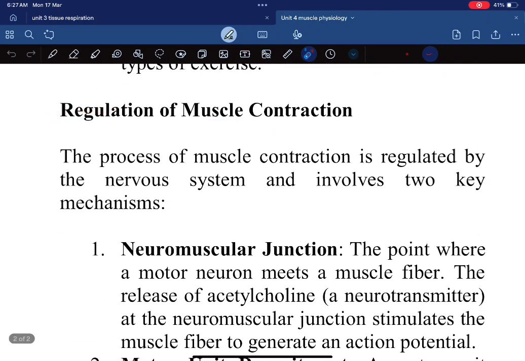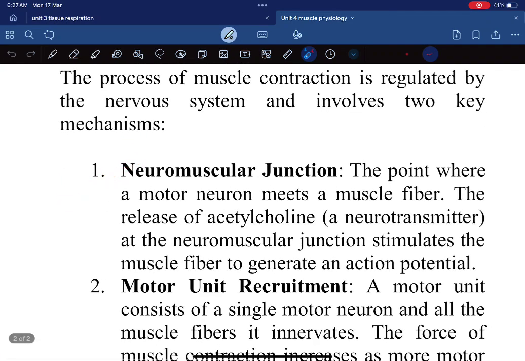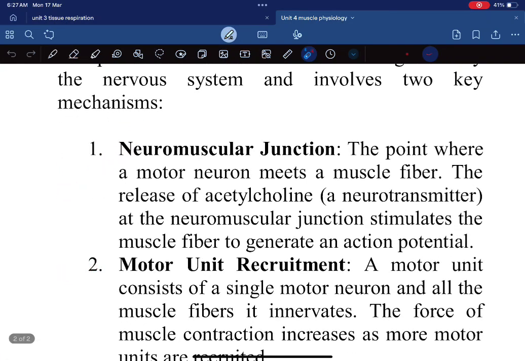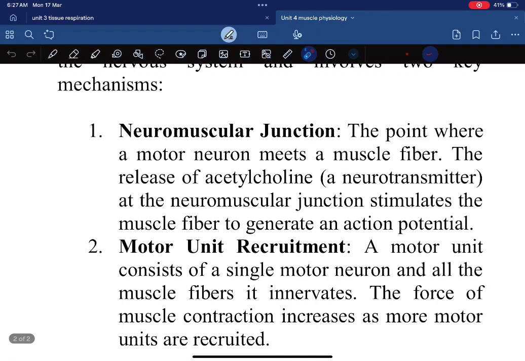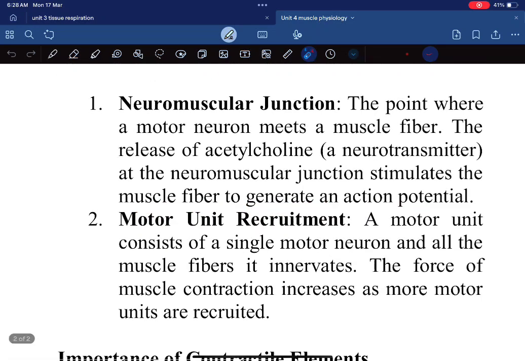Regulation of muscle contraction. The process of muscle contraction is regulated by the nervous system and involves two key mechanisms. First, neuromuscular junctions and second, motor unit recruitment. Neuromuscular junctions, the point where a motor neuron meets a muscle fiber. The release of acetylcholine, a neurotransmitter, at the neuromuscular junction stimulates the muscle fiber to generate an action potential.